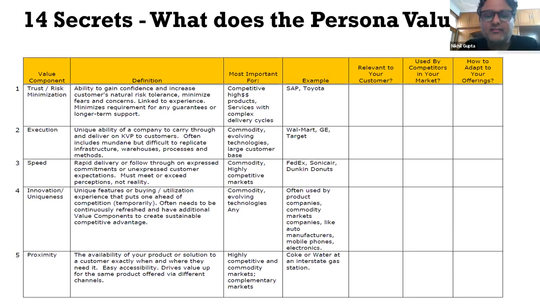Now, how to design values is not the course we are getting into, because we are talking about interactions. But if you have not done that, you should look into it. So what are the value components? One can be trust and risk. This can be trust maximization, risk minimization.